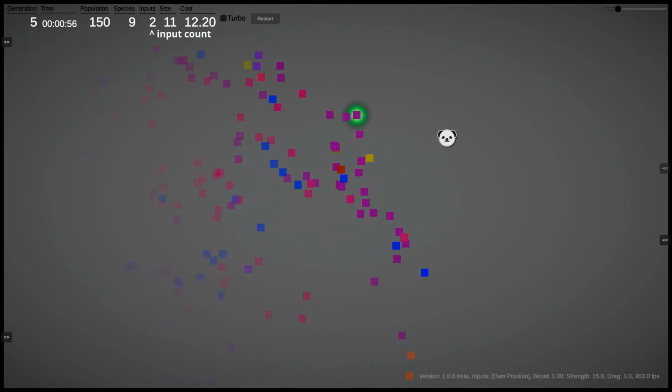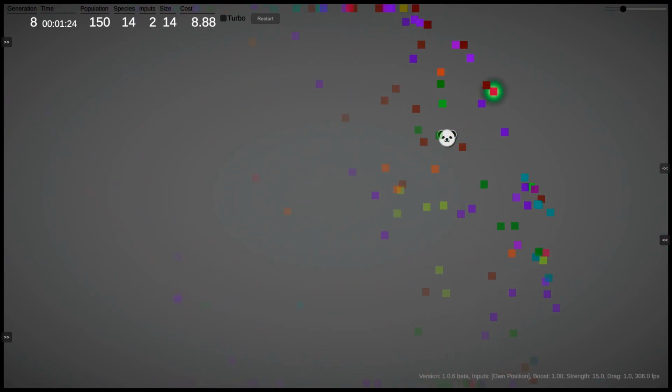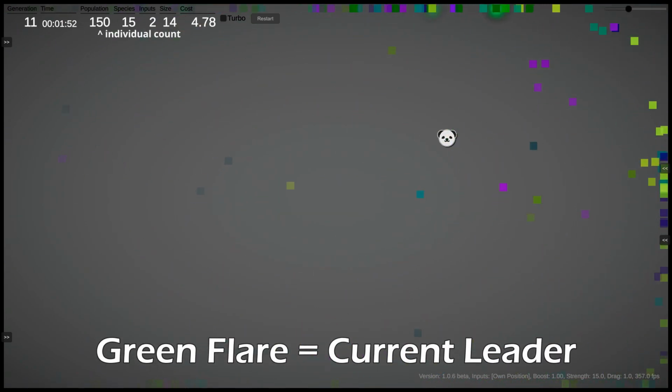Note how the initial generation heads off in a random direction. This is partly because each creature is born with a boost in a random direction, but also because the initial random strategy will send the creatures in random directions. There are 150 individual creatures. The one with a green flare is the current leader.